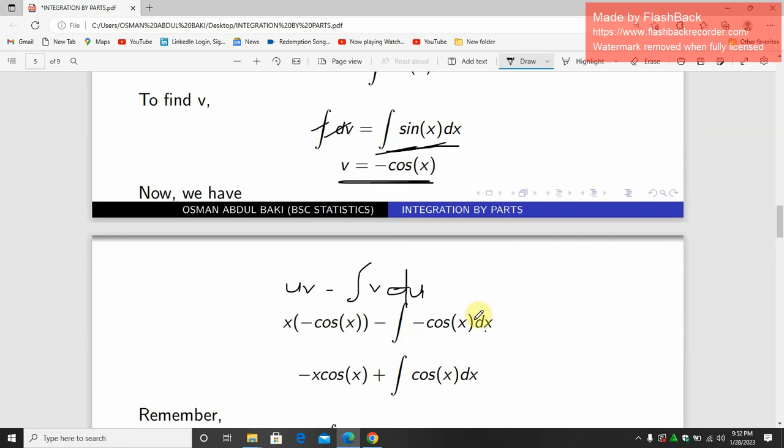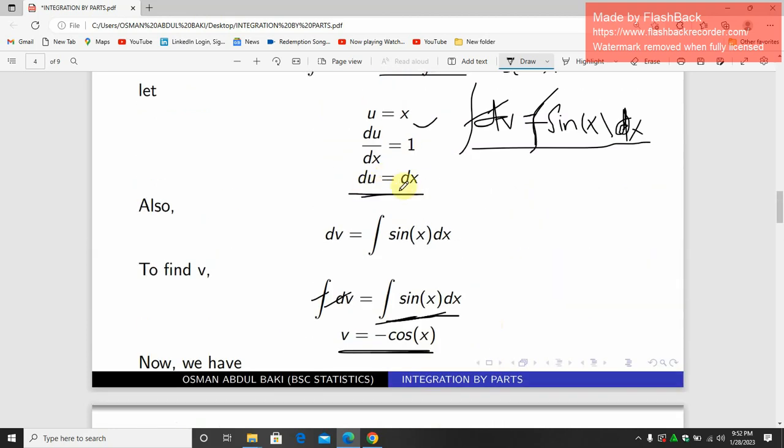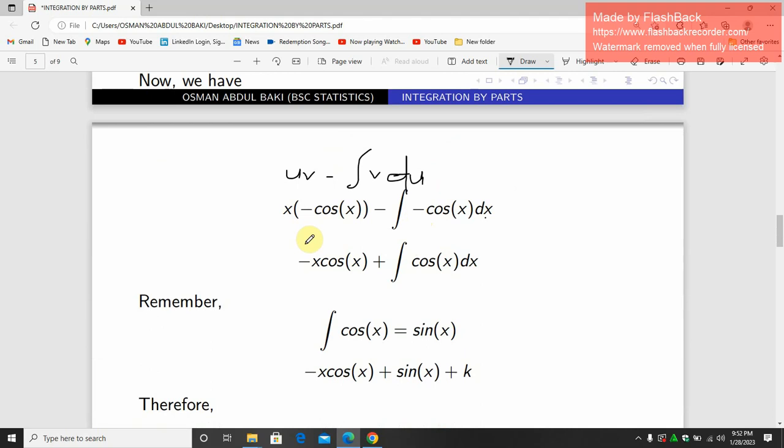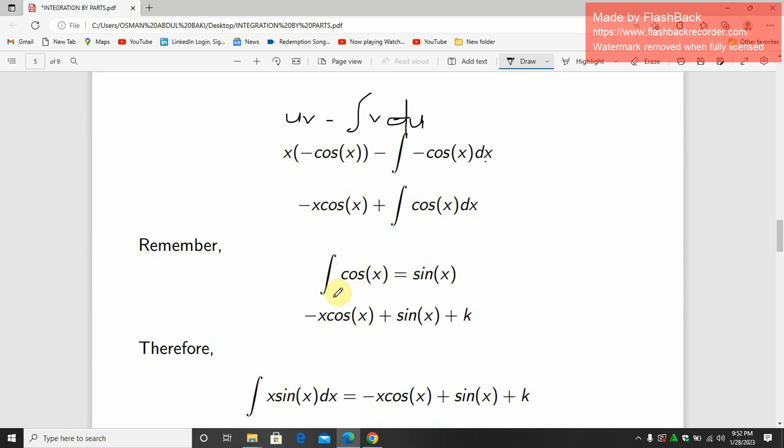Remember, du was equal to dx, so you won't put back the x du again, but it is dx. This is where du is equal to dx. Now let's simplify it. x times minus cos x is minus x cos x. Here we'll bring out the minus to be positive. Now we get the integral of cos x dx, and the integral of cos x is sine x.